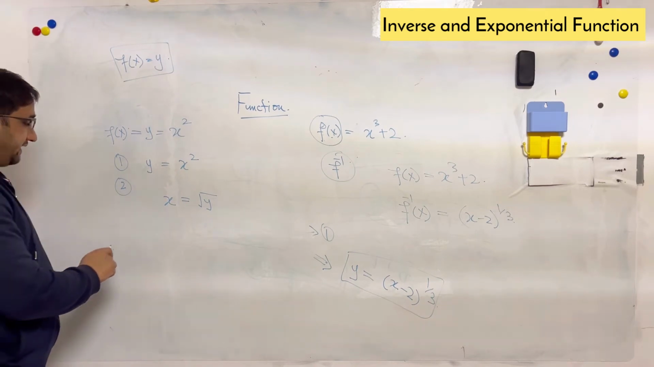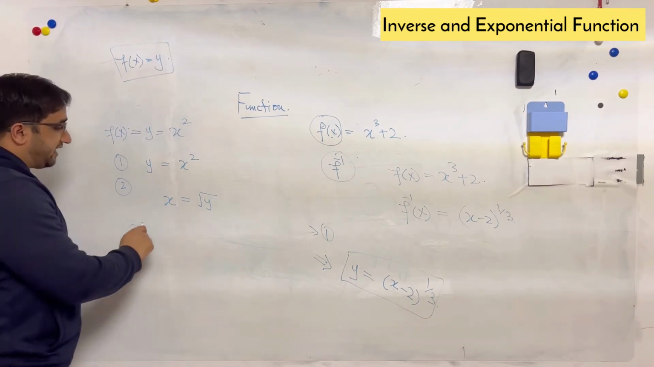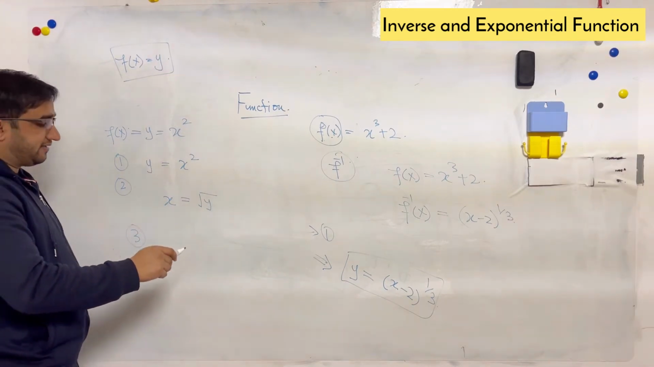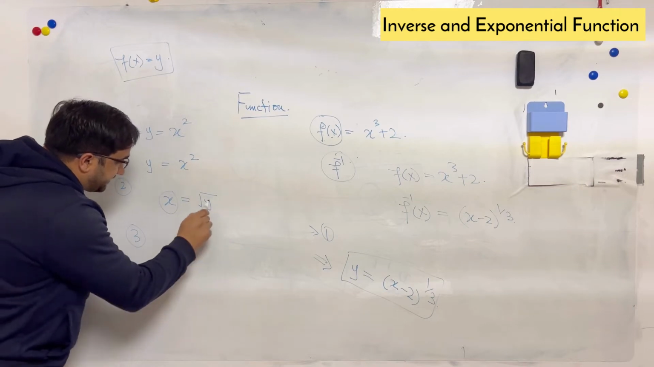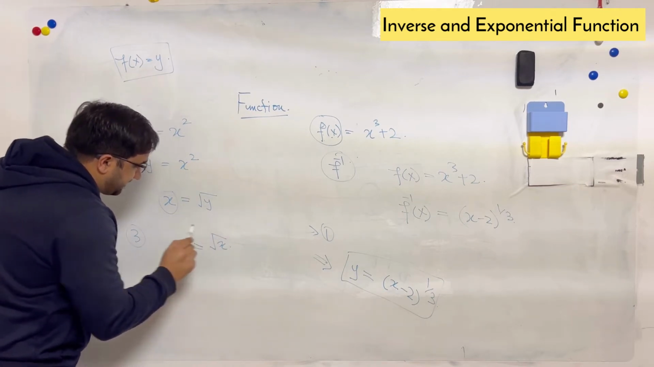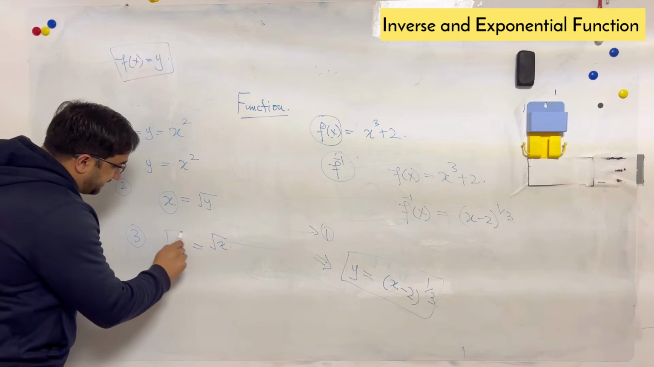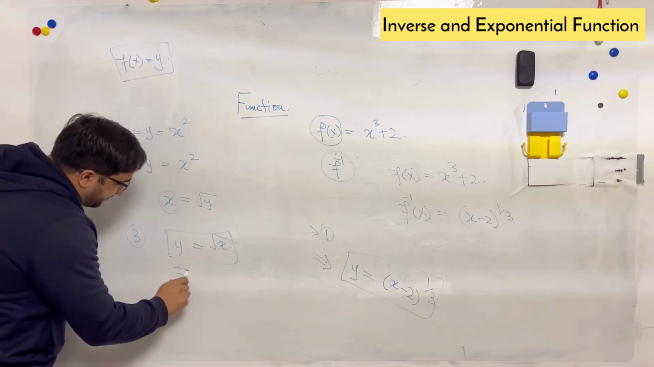Yes. And step 3 is, wherever there is x, replace it with y, and wherever there is y, replace it with x. This is x, so it will be y. This is y, so it will be x. So this is the inverse function for this function.